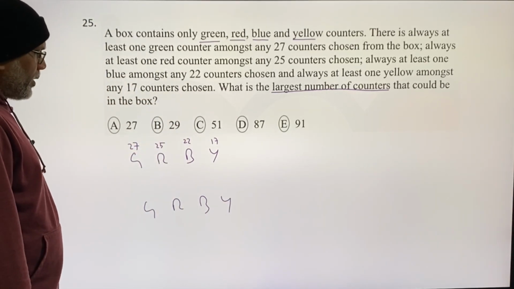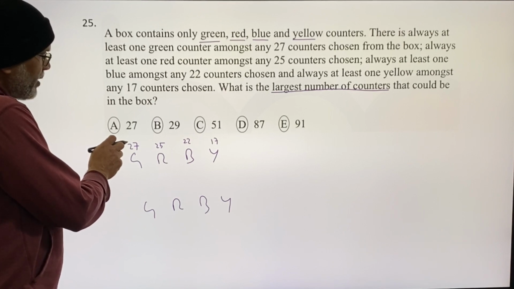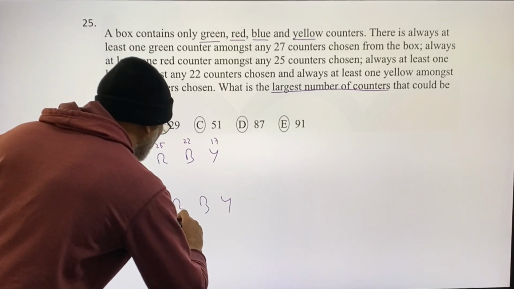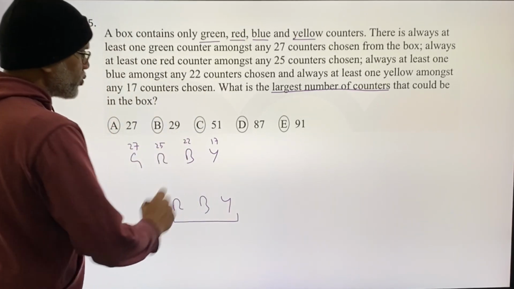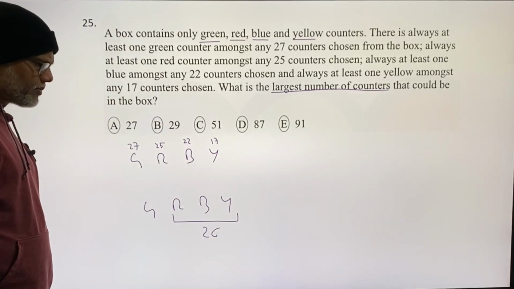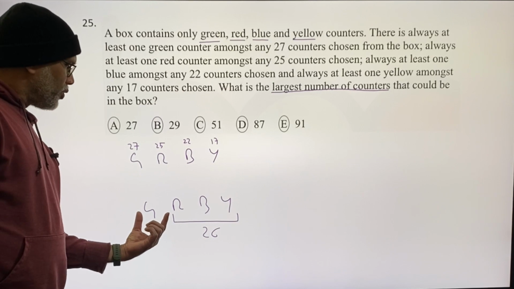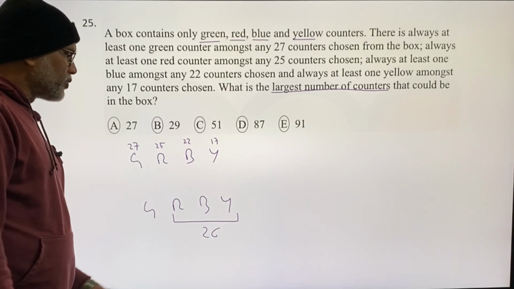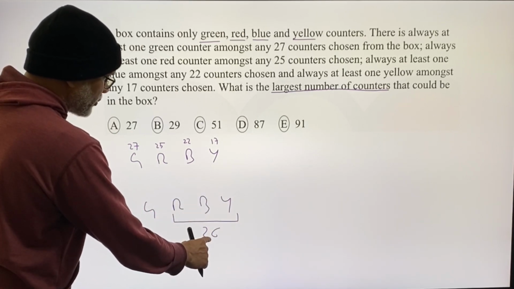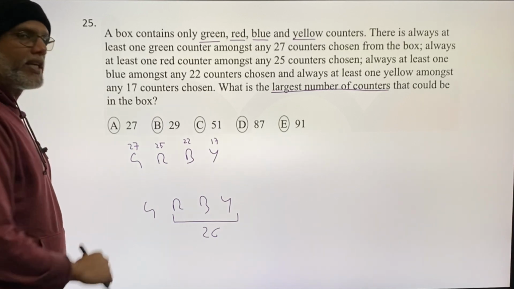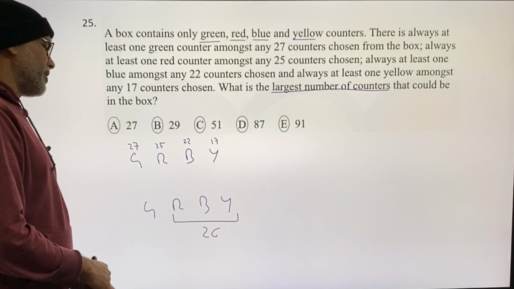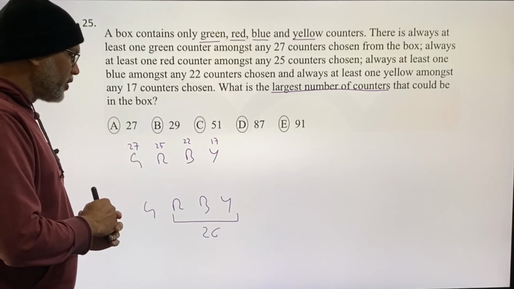Now if I choose 27 and it is guaranteed that I have one green, what is the maximum number of red plus blue plus yellow there can be? 26. One less than that, right? So that if I choose a total of 27 counters, even if I choose all these, which will have 26, then I'm guaranteed to have one green, right? This point is very important to understand. Then everything else is easier if we can understand this point, right?